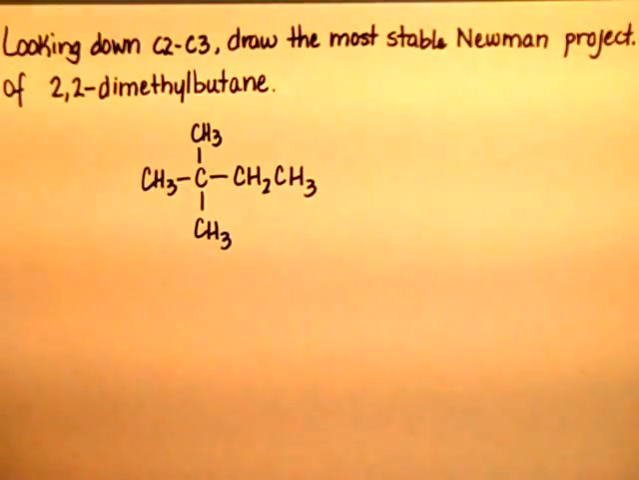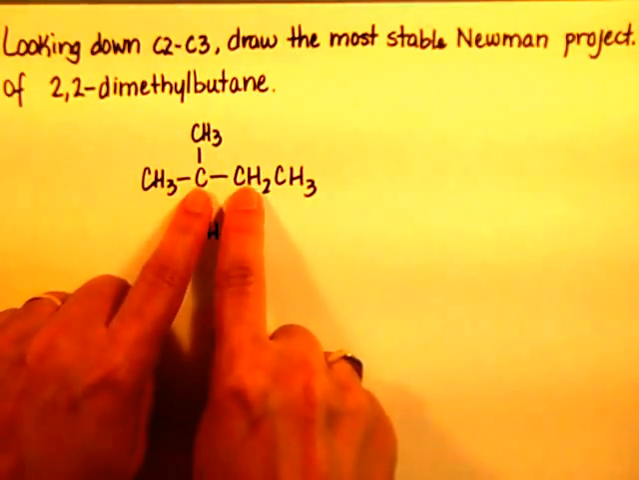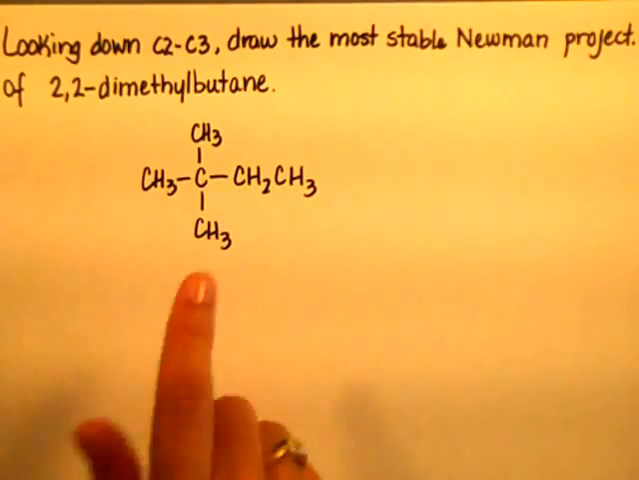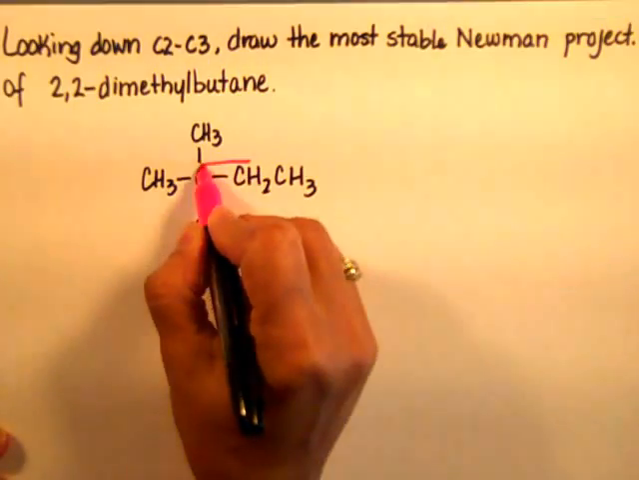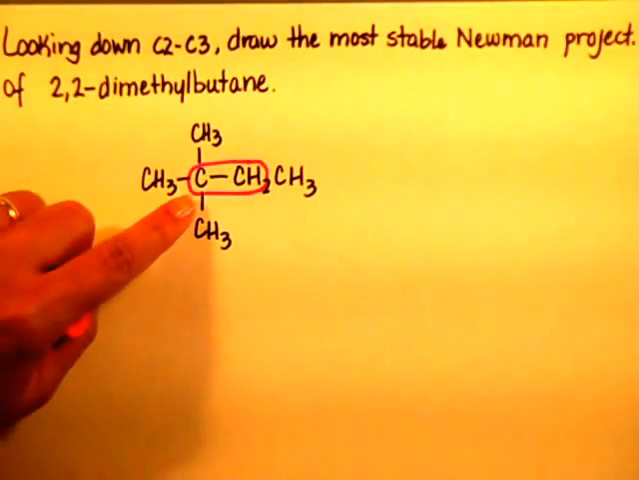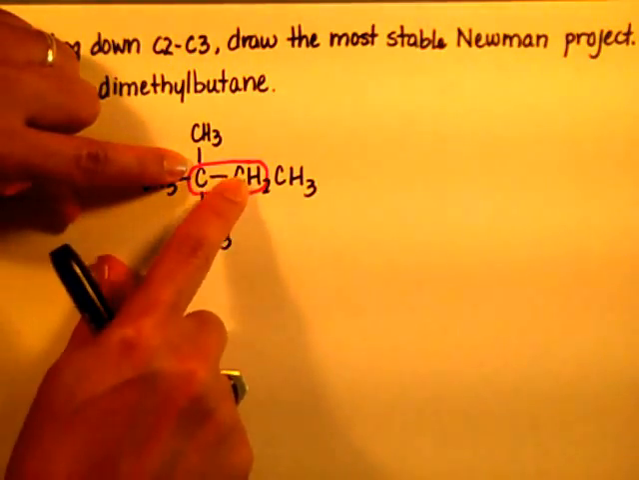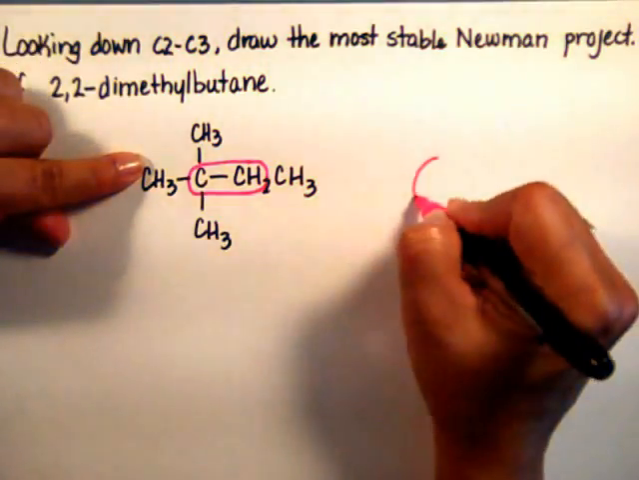We're going to do a Newman projection of 2,2-dimethylbutane, but I have to do it looking down on carbons 2 and 3 right here. So carbons 2 and 3 are going to be represented by the circle of the Newman projection. What I like to do is circle them so that I don't get lost in here. Again, I'm going to represent these two carbons right here by the circle. So let's go ahead and do the circle.